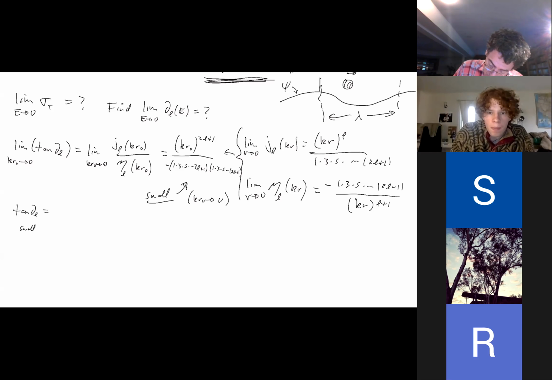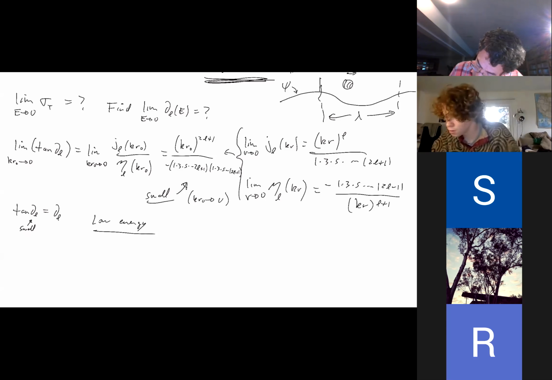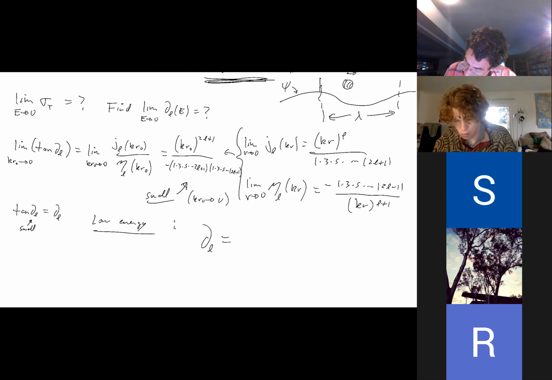Isn't it like 0? Yeah, if it goes to 0, but right before it hits 0, what is it? Oh, it's just delta L. Exactly. So that's an identity that you guys all know. And so what we see then is that this thing is the phase shift, all right? So for low energy, the phase shift, delta L, is equal to this expression, which I don't feel like writing again.